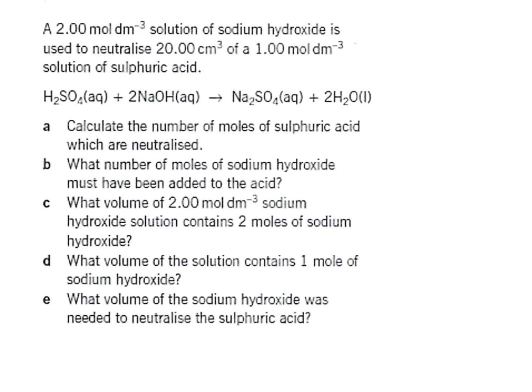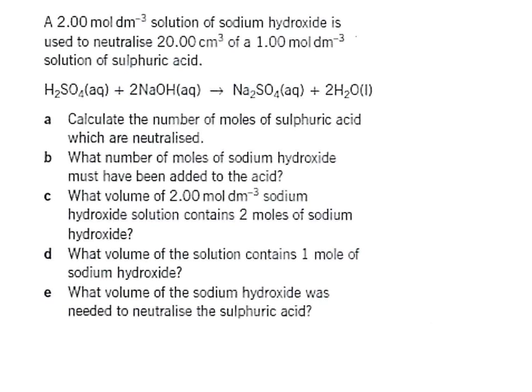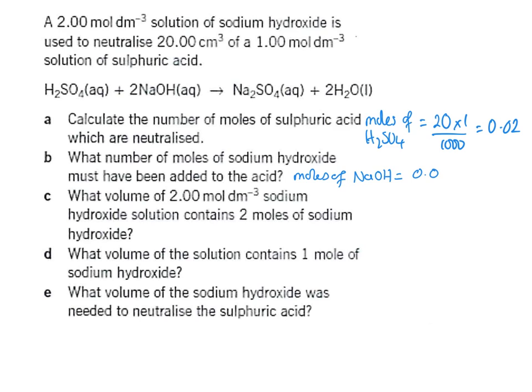This question breaks each step down for us. So the first thing we're going to do is work out the moles of sulfuric acid. If we look in the question, we've got a volume and a concentration for the sulfuric acid, so it's going to be 20 times 1 divided by 1,000, which is 0.02 moles. What is the number of moles of sodium hydroxide that must have been added to the acid? Well, it's a 1:2 ratio, so the moles of sodium hydroxide must be double the moles of acid, which is 0.04.